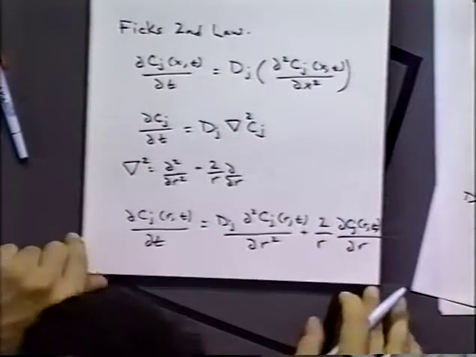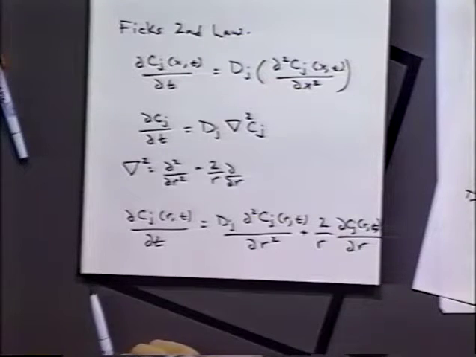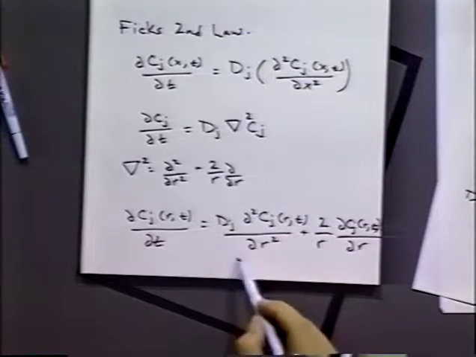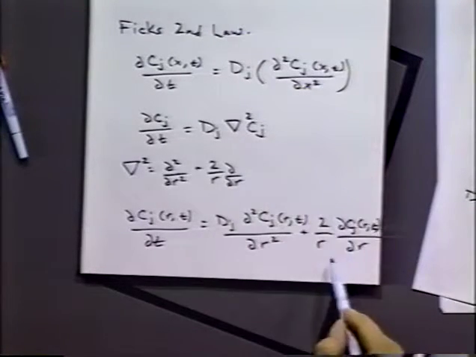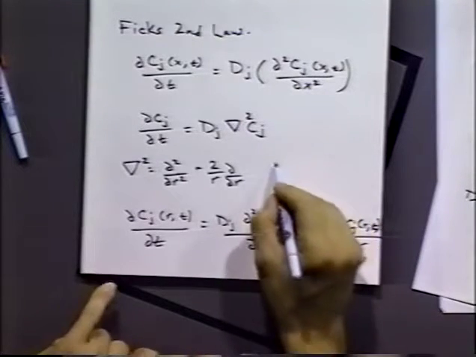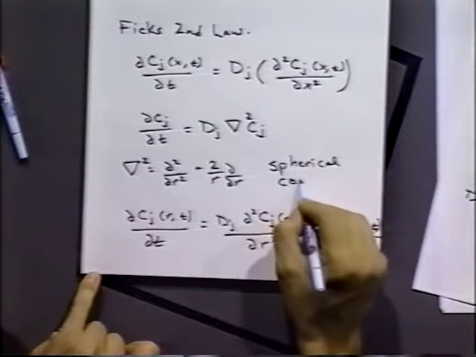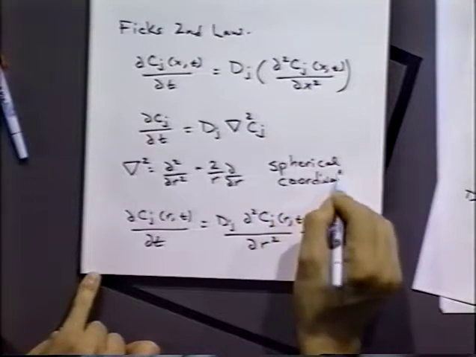Okay, and that's a little bit more complicated than the equation in one dimension. You've got a similar term here and here for the two, but you see that this part of the expression for spherical coordinates is different. What's the difference?